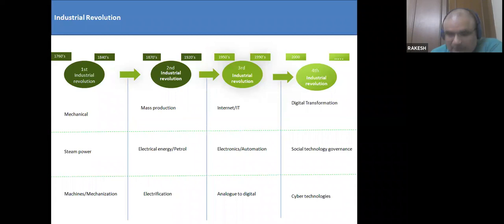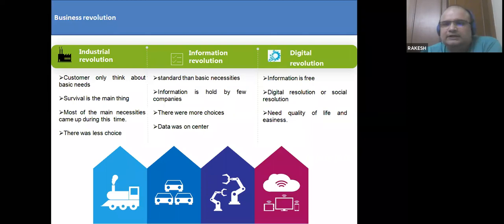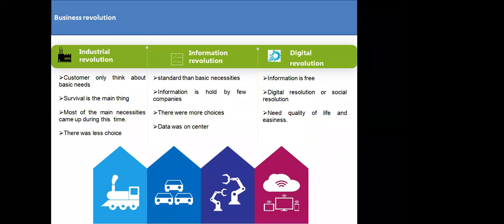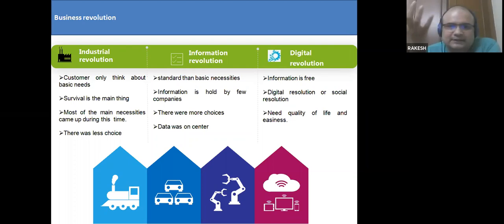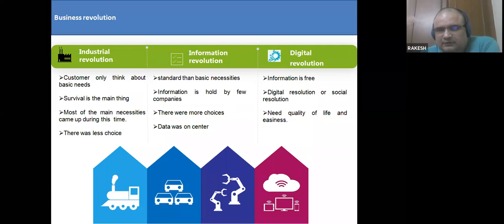For easiness, we can divide it into three parts. Even though there are four different revolutions, for us it's mainly three areas: industrial revolution, information revolution, and digital revolution. So what is the industrial revolution? All the technologies, everything is coming up. Customers are only demanding the basic necessity. They are not thinking about high quality, or about basic farming or anything improving to the next stage. That's the only aim.